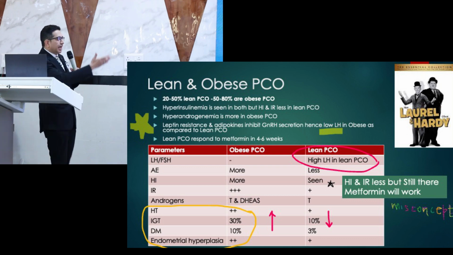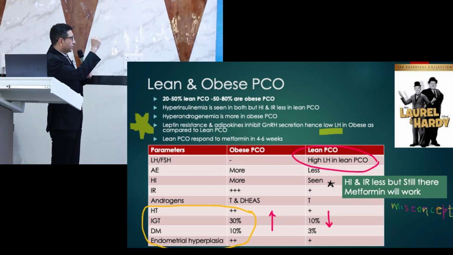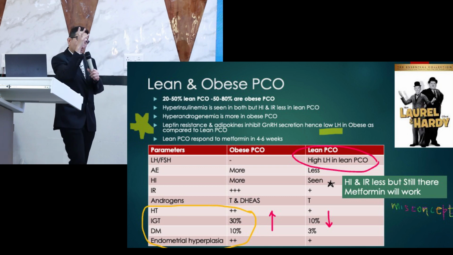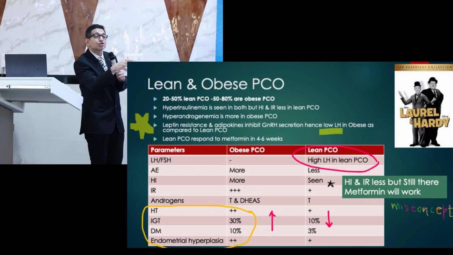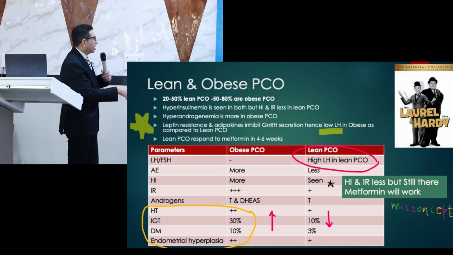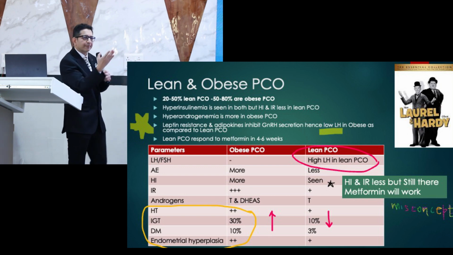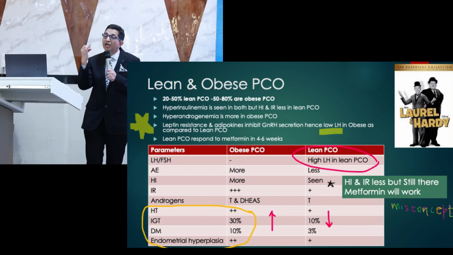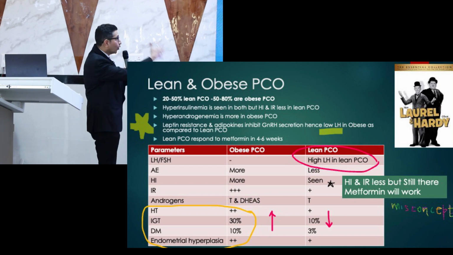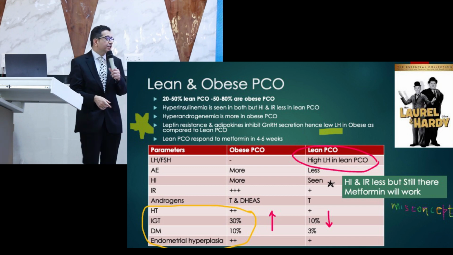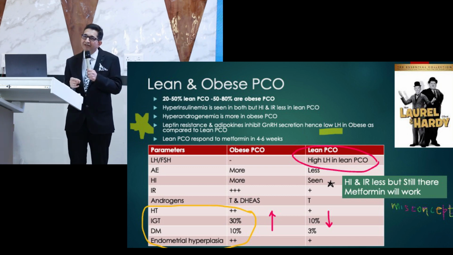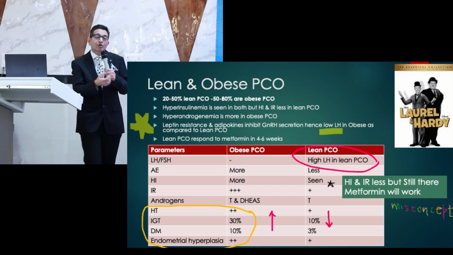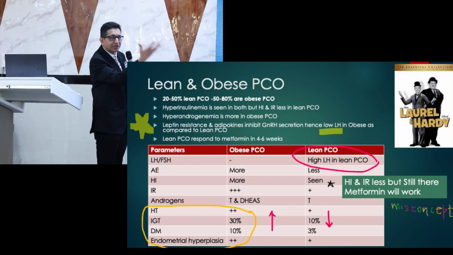Now other findings, androgen excess. The most important thing is androgen excess is what is seen in obese PCO. It is not seen so in lean PCO. All the chronic features like hypertension, diabetes, or endometrial hyperplasia or endometrial cancer, they are seen more in obese PCO as compared to lean PCO. And even the high insulin levels and insulin resistance are also seen more in obese as compared to lean PCO.